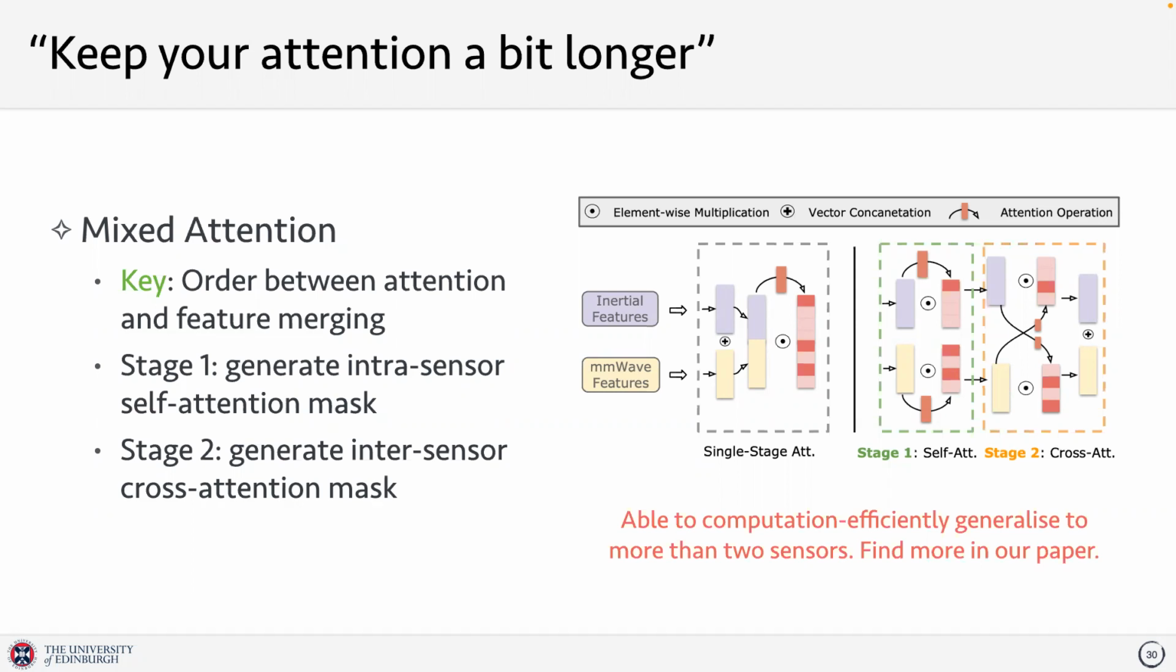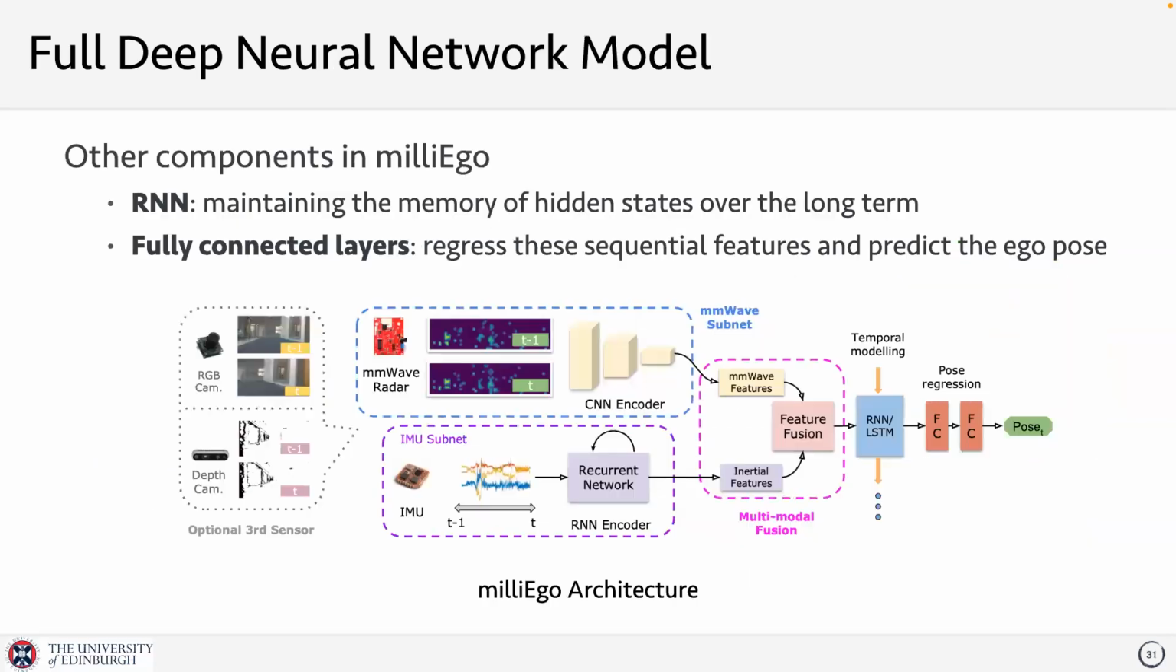Noteworthy that here, I just use the example of an inertial sensor and mmWave radar. But our framework can easily generalize to three or more modalities even. You can find how we achieve this in our paper.